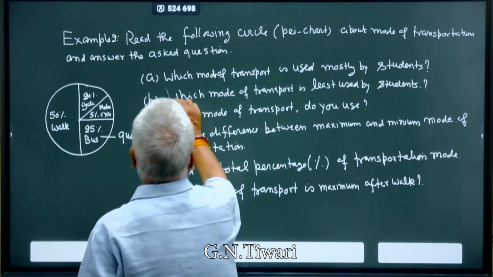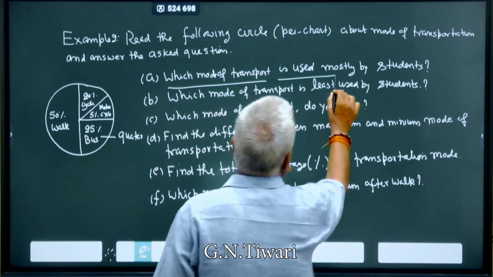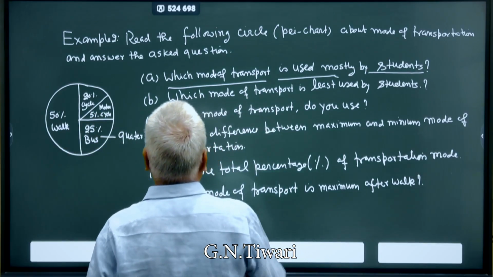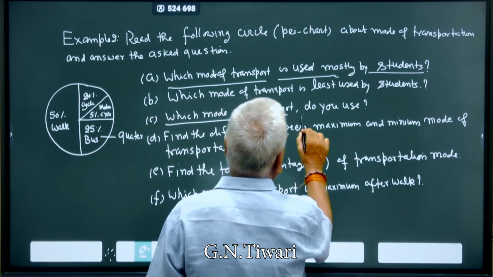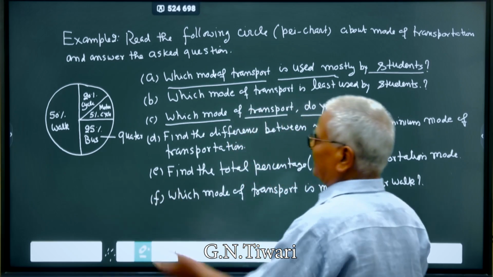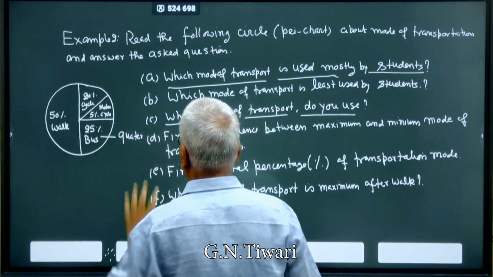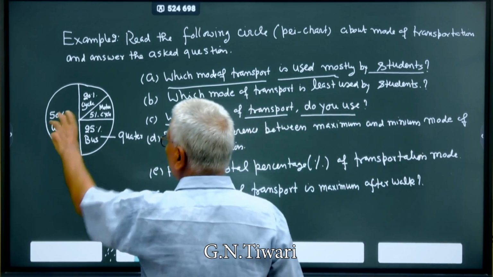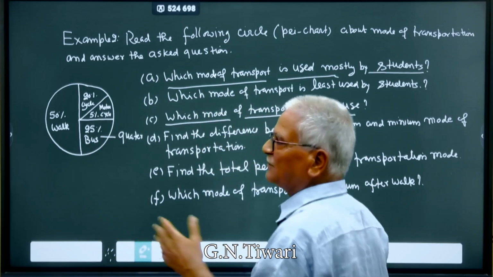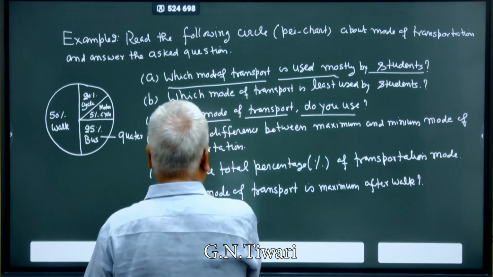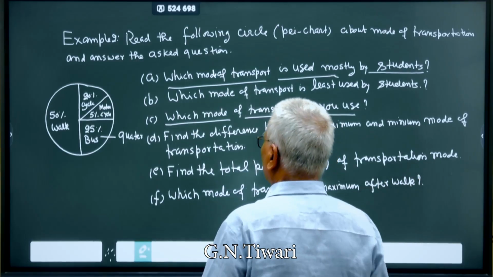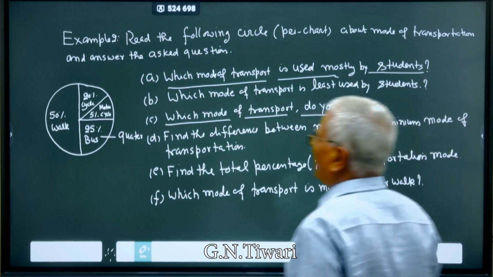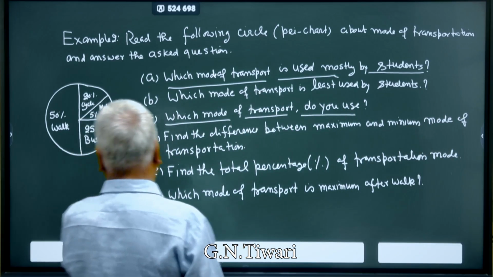Now answer. Which mode of the transport is used mostly by the student? Mostly means the maximum. So it is walking. Which mode of the transport do you use? So the student should tell whether they use bus, walk, cycle or motorcycle. Find the difference between the maximum and minimum mode of the transportation. Maximum is 50%, minimum is 5%, subtract it will be 45%. Now find the total percentage of the transportation mode. Total percentage is 100%, you add. Which mode of the transport is maximum after walk? After walk, bus is the maximum one.